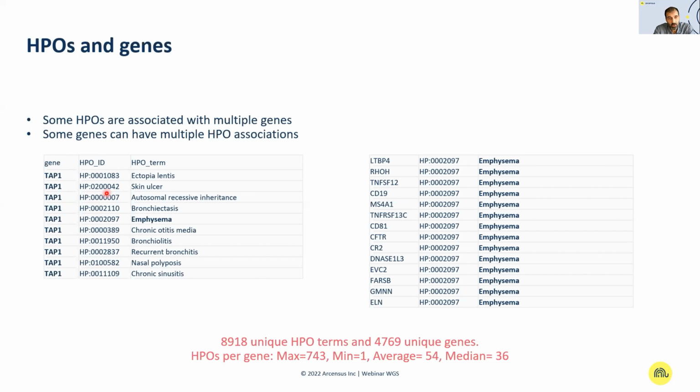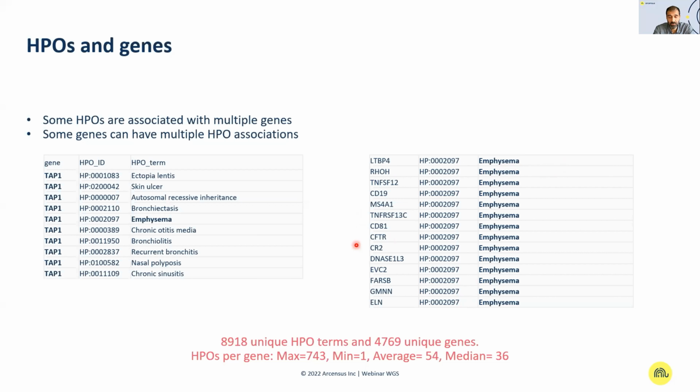It can be associated with symptoms that involve ectopia lentis, skin ulcers, and all these symptoms that are mentioned here. At the same time, if we take the emphysema symptom, this symptom, as a matter of fact, is involved in more than 20 different genes. So if those genes are defective, the patients may have emphysema as a symptom.